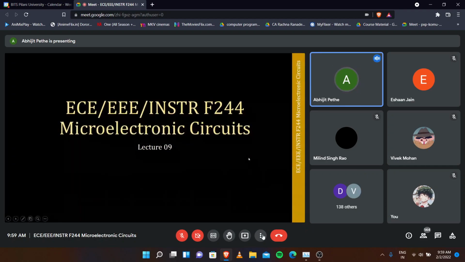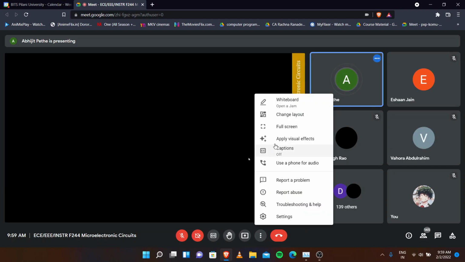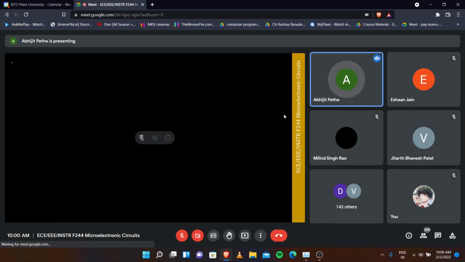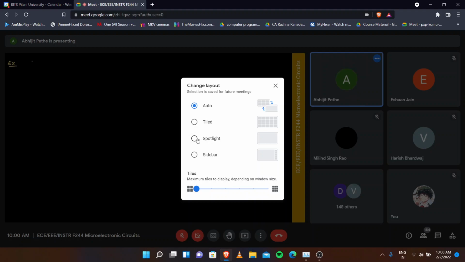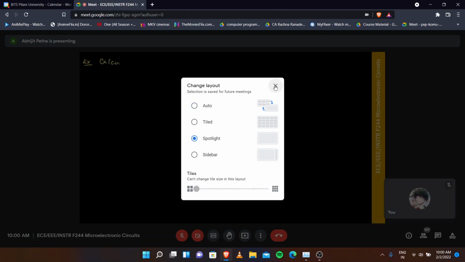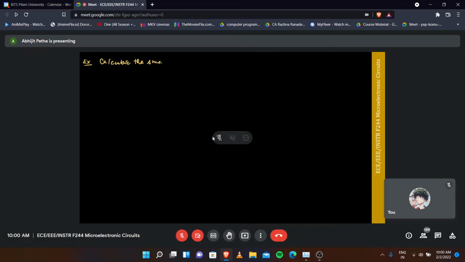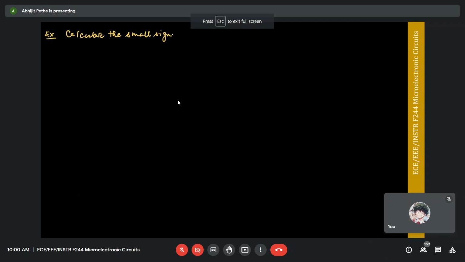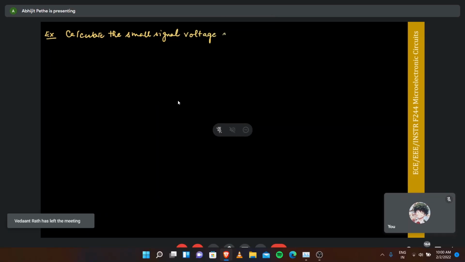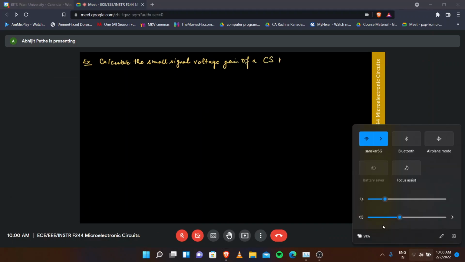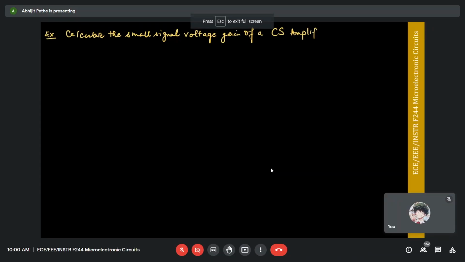Okay, so let's continue with our discussion of the common source amplifier. Let's start with the problem. Calculate the small signal voltage gain of a CS amplifier shown below.